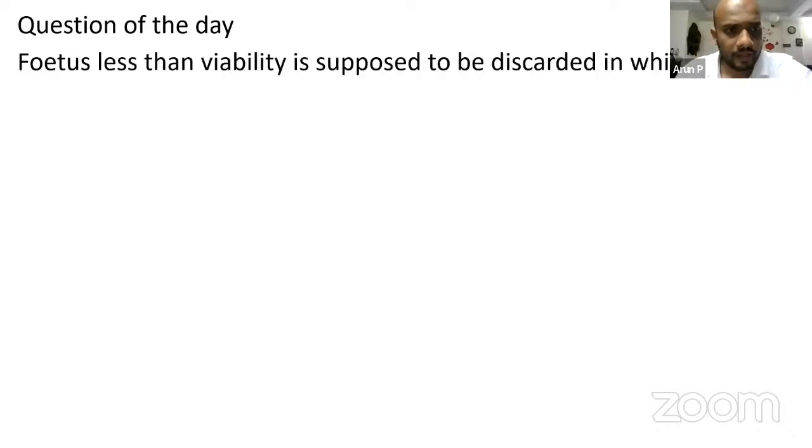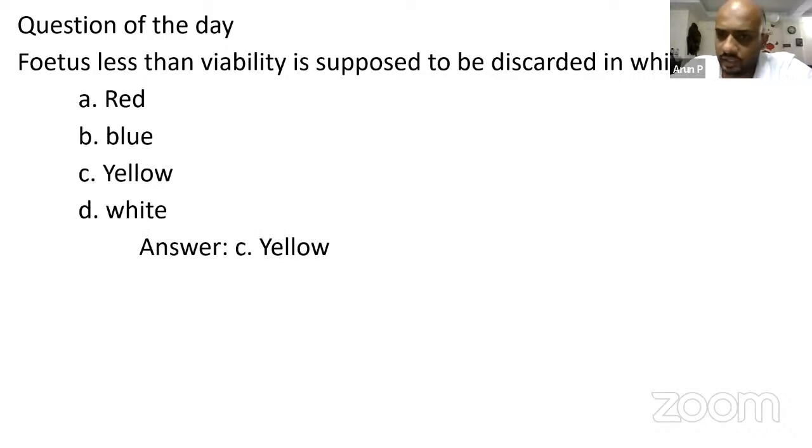Before moving on, we have the question of the day. You can start typing your answers. A fetus less than the period of viability was delivered from the labor ward. Obviously, if it is less than the period of viability, it has no signs of life, so it is a dead fetus. After that, it is to be discarded in which bag? Now you know where human anatomical waste will go, and where animal anatomical waste will go. So the answer is straightforward. It is yellow.